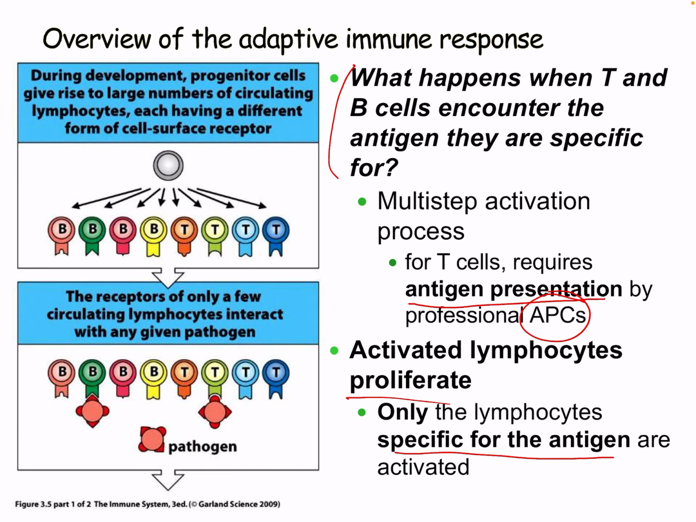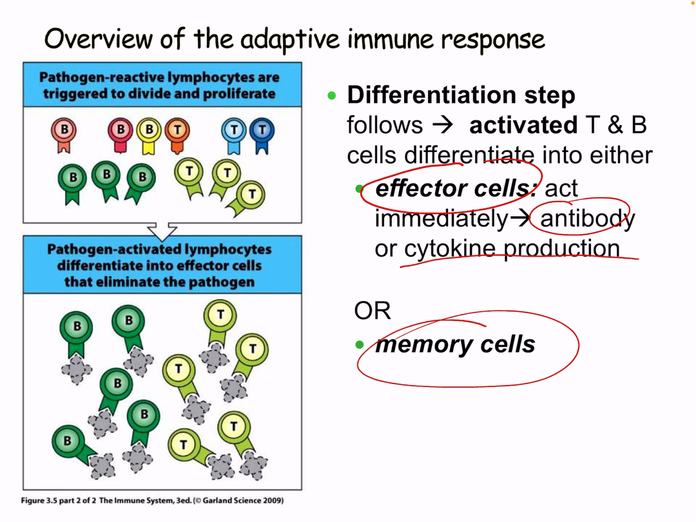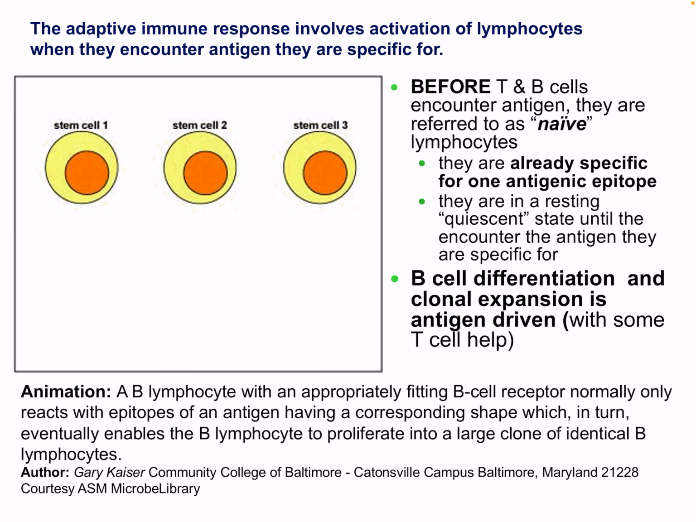So here's kind of our whole repertoire. These are the ones that are specific, and these are the only ones that will activate. And these will release effector molecules. So we have a differentiation step. In this differentiation step, we get our activated T and B cells, which differentiate into our effector cells, which act immediately and cause antibody production for B cells and cytokine production for T cells. And then we also have our memory cells produced for our long-lived adaptive immunity.